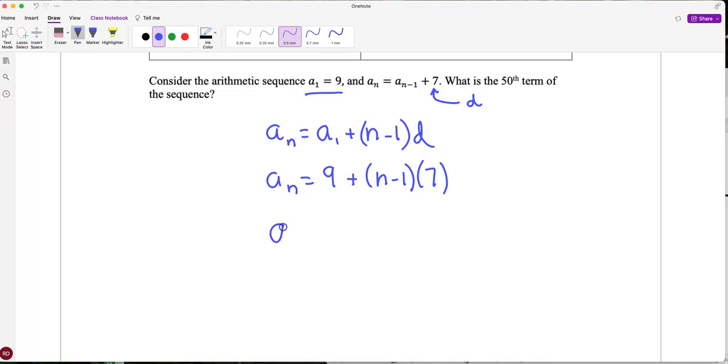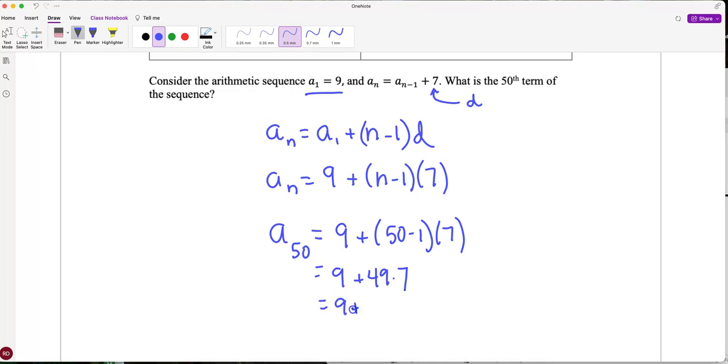So the 50th term, A50, is going to be 9 plus 50 minus 1 times 7, which is 9 plus 49 times 7. So 49 times 7 is 343. So this is 9 plus 343, which is 352.